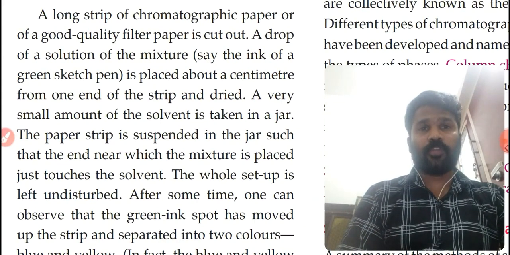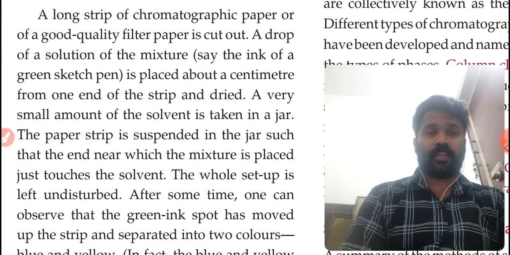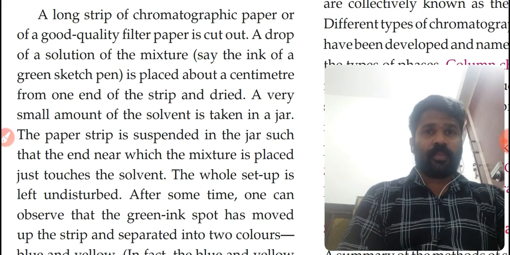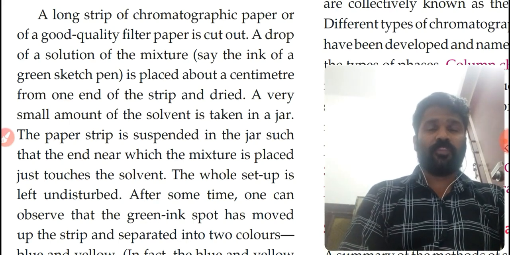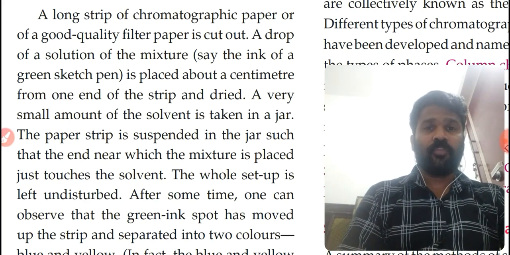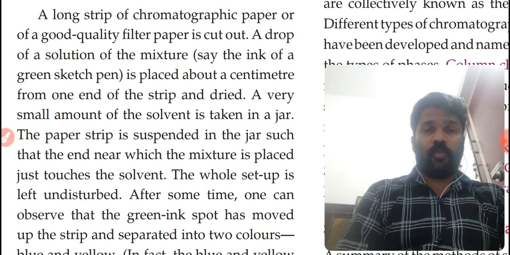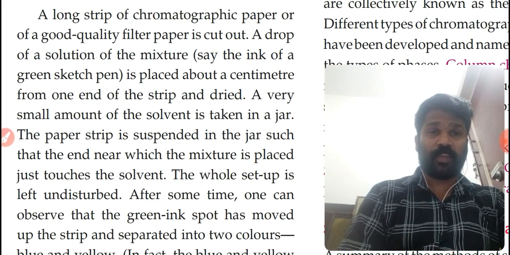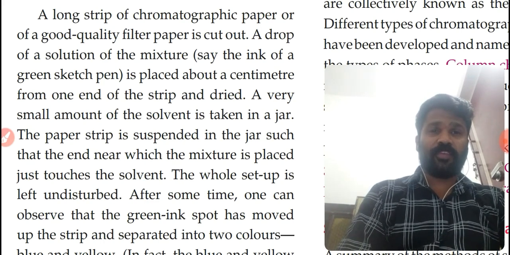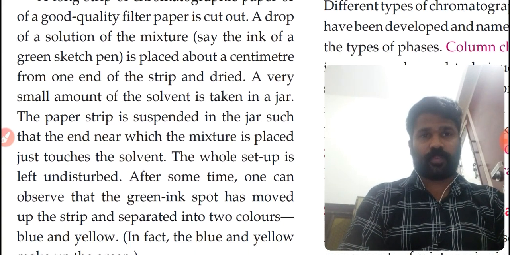A drop of a solution of the mixture, say the ink of a green sketch pen, is placed about a centimeter from one end of the strip and dried. A very small amount of the solvent is taken in a jar. The paper strip is suspended in the jar such that the end near which the mixture is placed just touches the solvent. The whole setup is left undisturbed for some time.